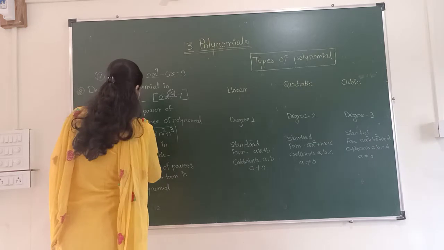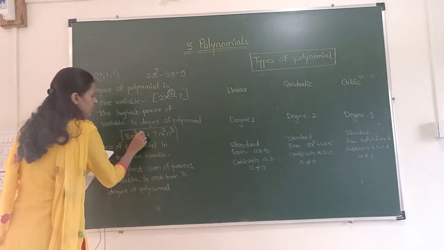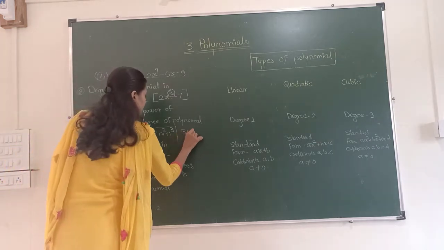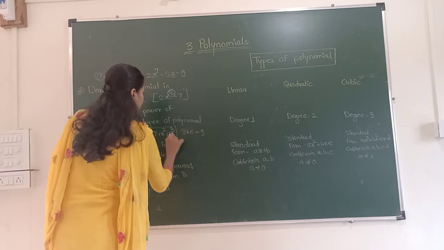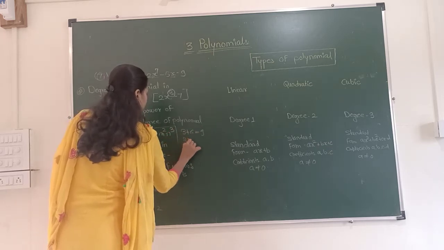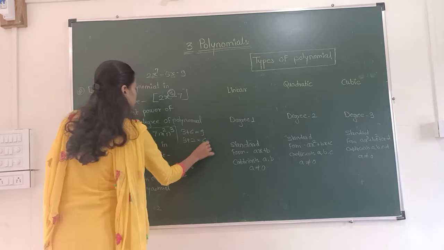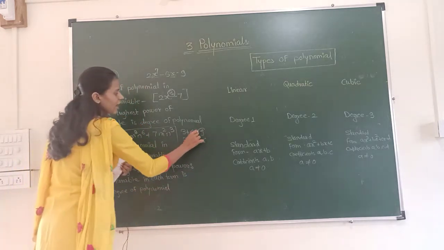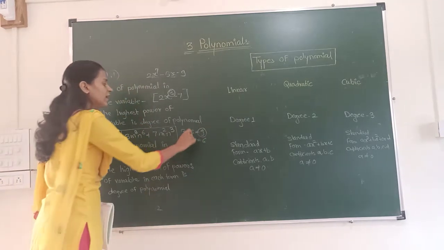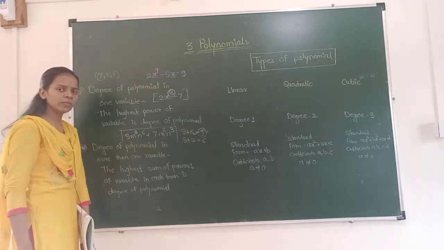So we will sum the powers. For the first term the powers are 3 plus 6. 3 plus 6 is equal to 9, and for the other term the powers are 3 plus 2. So 3 plus 2 is equal to 5. Which is the highest? The highest is 9. Therefore 9 is the degree of the polynomial.